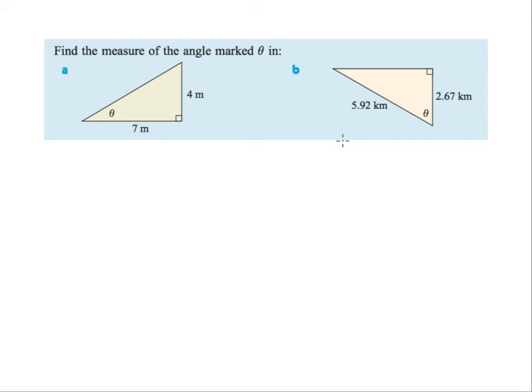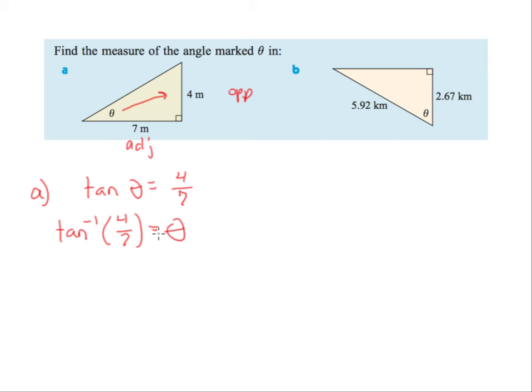So let's see this in action. Find the measure of the angle marked theta in each example. So first, start by identifying the two sides we're given. We're given the side opposite and the side adjacent, and the trig function that involves opposite over adjacent is our tangent function. So we would say tangent of theta is equal to our opposite side, which is 4, over our adjacent side, which is 7. Then we convert this to our inverse trig function. The angle whose tangent is 4/7 is theta. Theta is approximately, punching that into our calculator, 29.7 degrees.